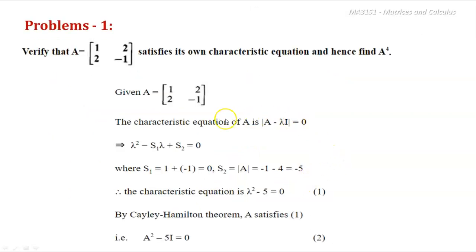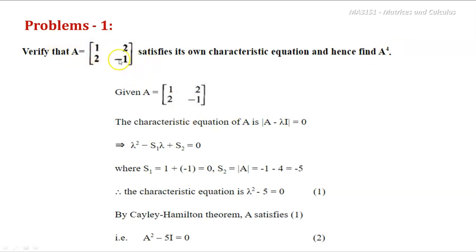Let us discuss the problems under Cayley-Hamilton theorem. Problem number 1. Verify that A equal to the given 2 by 2 matrix satisfies its own characteristic equation and hence find A power 4.